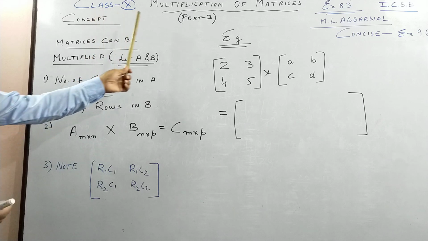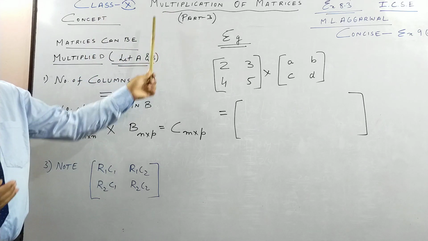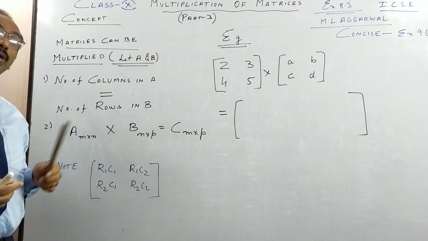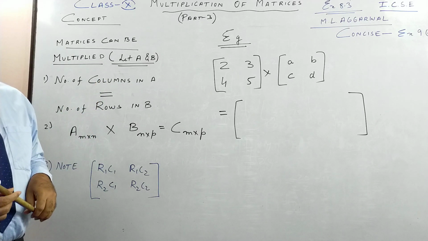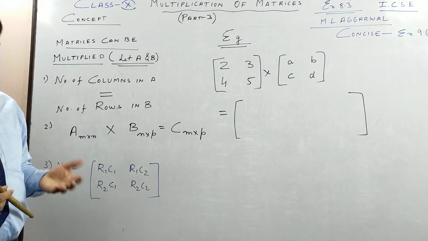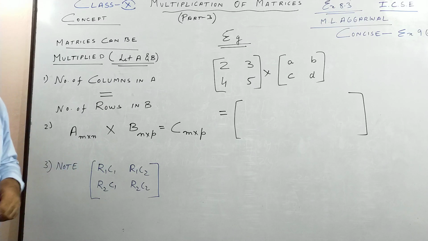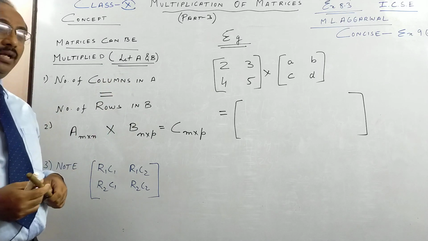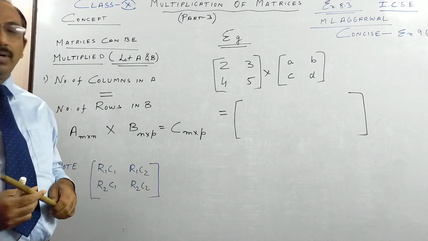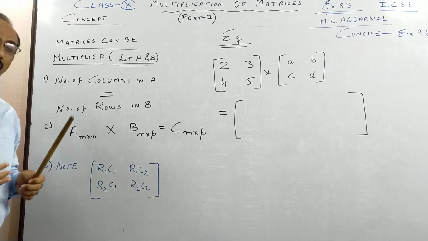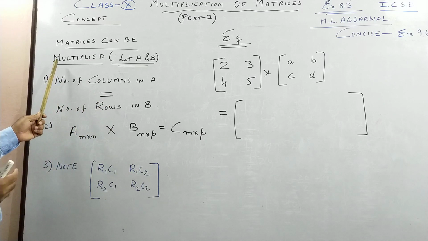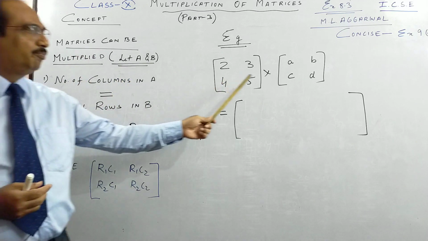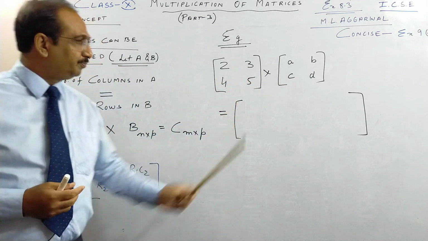So first thing, multiplication. As I told you in the beginning, matrices are used to solve simultaneous linear equations in 2 variables or 3 variables. That you will see in classes 11-12 when we do matrices in more detail, and there is something called Cramer's rule. So here we learn how we do multiplication. Matrices can be multiplied. Let A and B be two matrices.